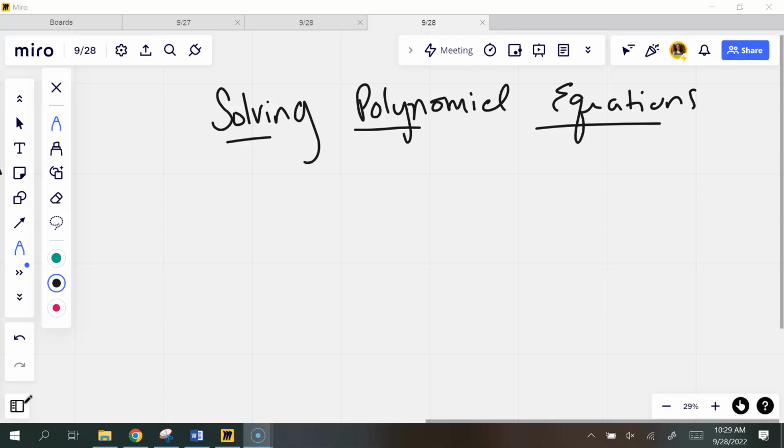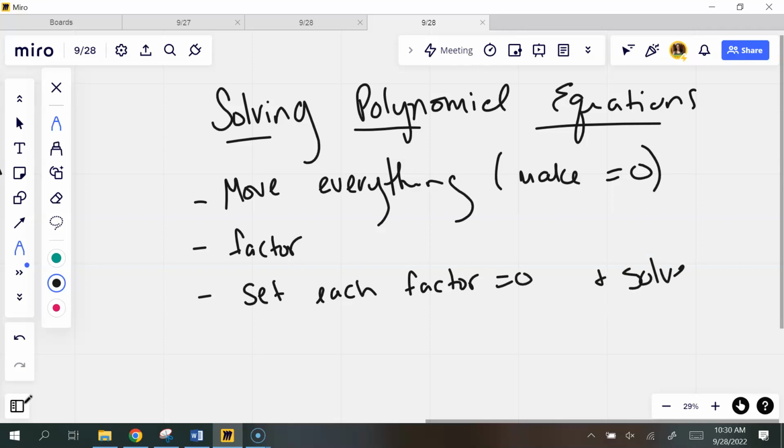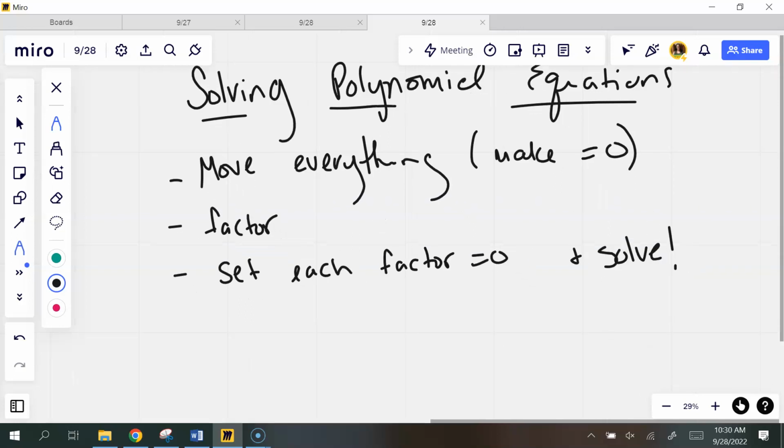All right, our steps for this are going to be exactly the same as they were for quadratics. That's why I haven't stressed too much about this lesson, but we'll still spend a day doing it. We're going to move everything to one side. In other words, make the equation equal 0. And then we're going to factor. And we're going to set each factor. What do we set each factor equal to? 0. And solve. Just like that.